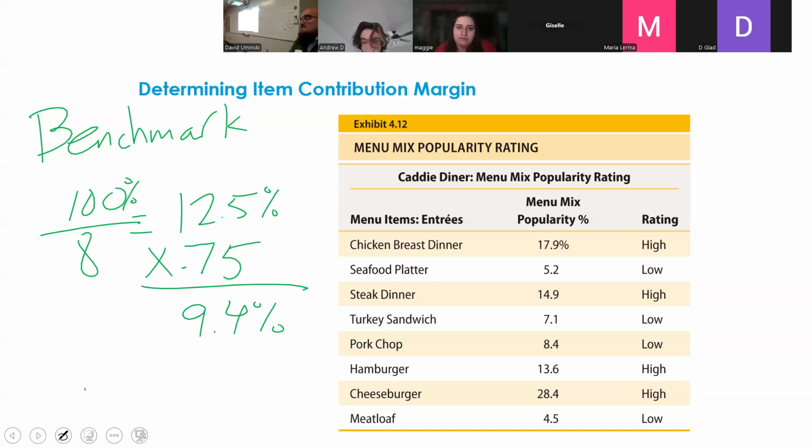Remember, contribution margin, we stop at the average. Popularity, for whatever reason, we're going to apply this factor. Now, is chicken 17.9%? Is that higher or lower than 9.4? Higher. 5.2 is lower than 9.4, right? So the same thing. We're going to compare the individual percentage for each individual item to the popularity benchmark. Questions, comments, concerns about this?